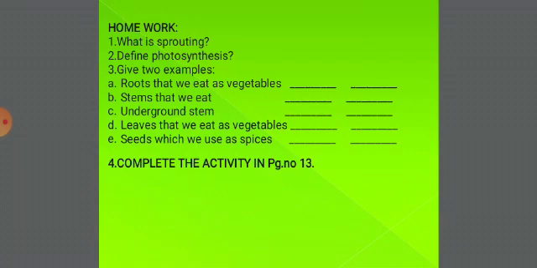Okay, next conclusion: the seeds start sprouting when they get the right amount of air, water and warmth. If you are not soaking in water, if you directly put it in the soil, it cannot grow easily. So for germination, plants need air, water and warmth. It should be the right amount. Then only the plants can start to grow.